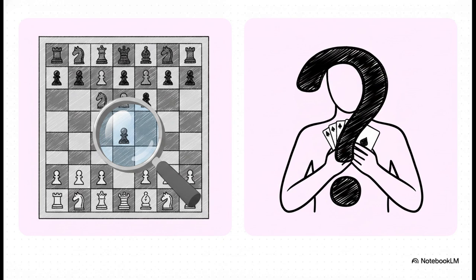Finally, we have to consider our visibility. Do we have perfect information? That's like a fully visible chessboard where every past move is completely known to everyone. Or do we have imperfect information, where certain moves, intentions, or details remain totally hidden from opponents, much like holding a secret hand of cards?